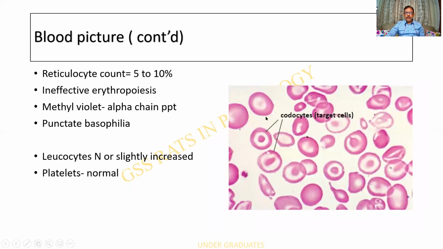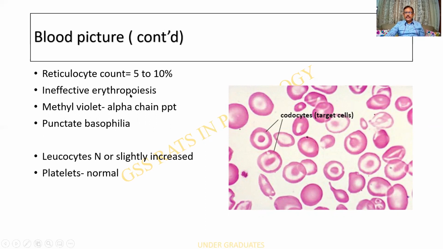So almost the same thing. In this one, I'm able to see a teardrop cell. Numerous target cells are seen, which are otherwise called codocytes. This is called a Mexican hat appearance. A Mexican hat, from the top, will appear like this. So it is called a Mexican hat appearance. Being a hemolytic anemia, the reticulocyte count is increased. Normal is 0.2 to 2%. In children, it can be up to 4 or 5%, but here it is 5 to 10%.